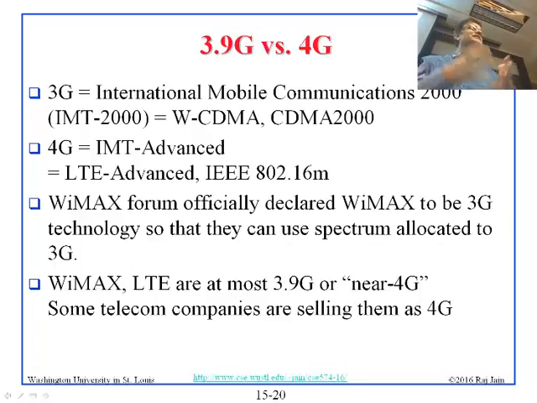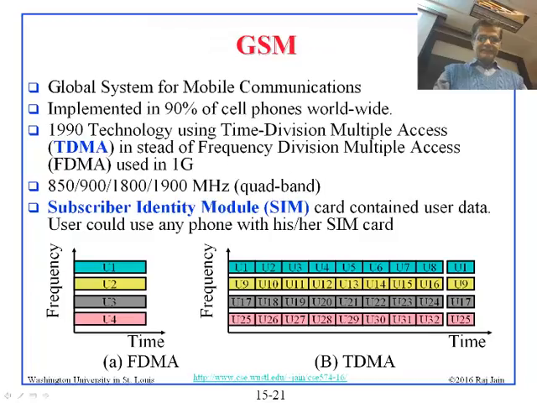And WiMAX forum is 3G and 3.9G as well, right? Actually, it is 3.9G to be sure. If there was a spectrum, they would never call themselves 3G. All right? So these are near 4G technologies. Going to GSM.